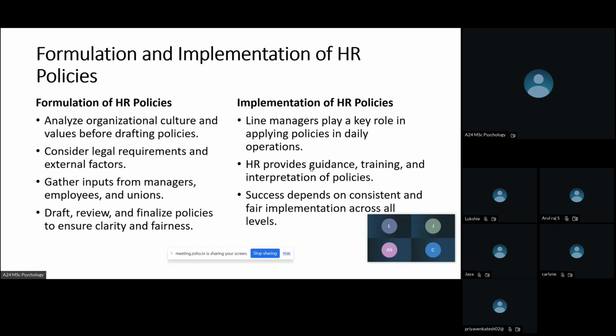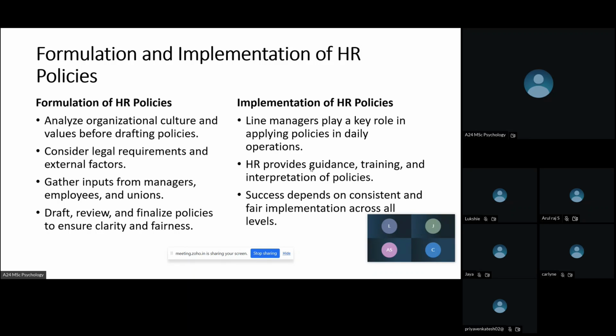They will only reach out to their line managers and say, hey, I have to take paternity leave, or I have to take maternity leave, or I have lost a close family member, so I have to go on bereavement leave for some days. So line manager plays a key role in that aspect. And then what HR team will do, they can only provide guidance and training and the interpretation of policies, how the policies can be interpreted for different situations. So these things can happen.